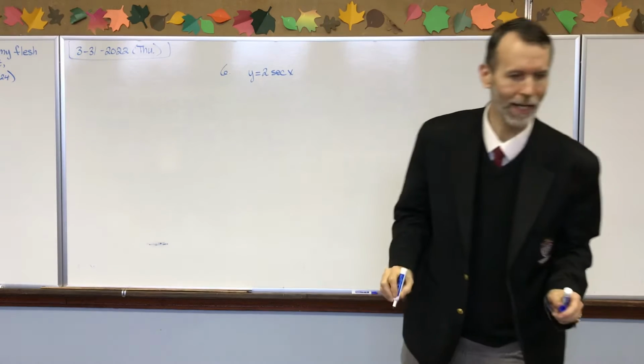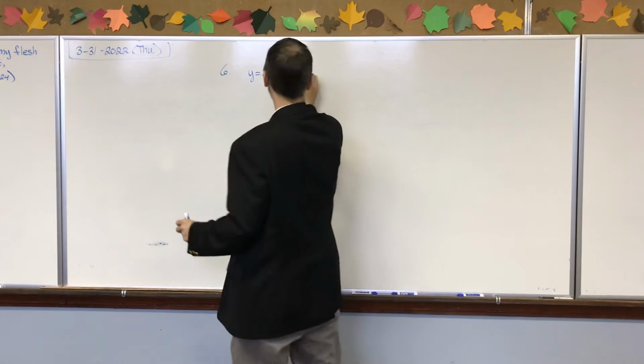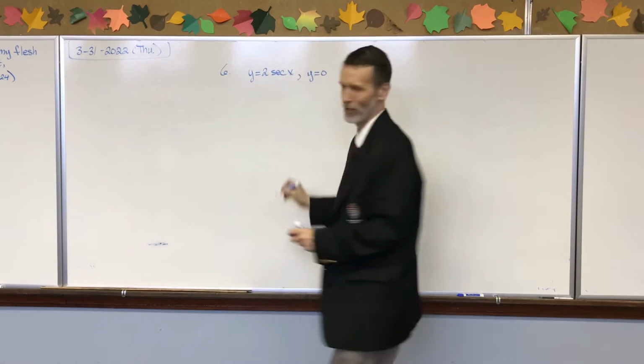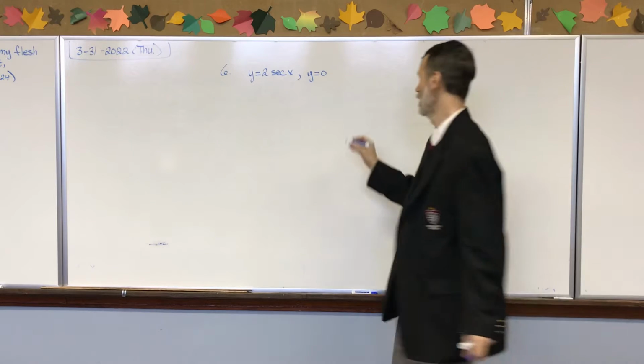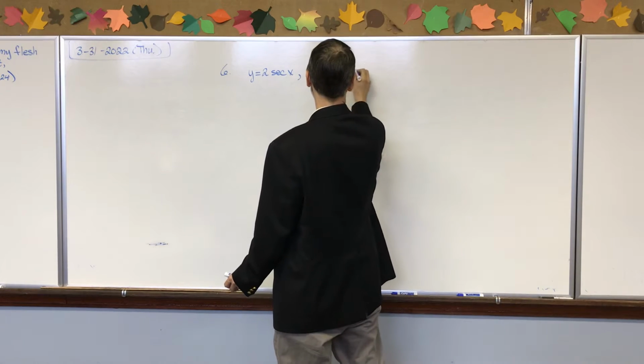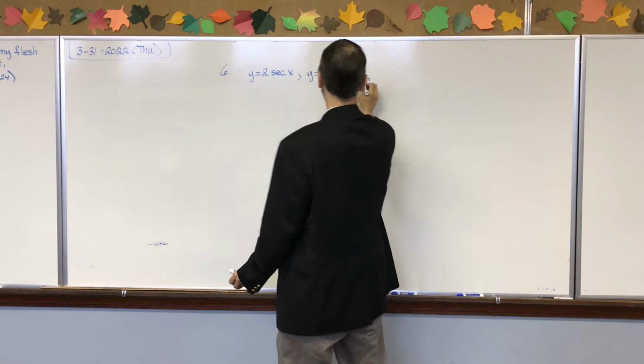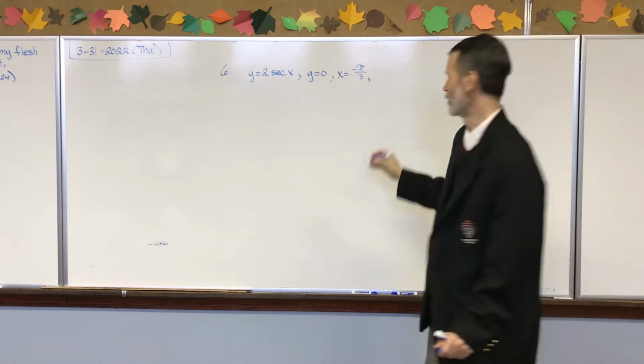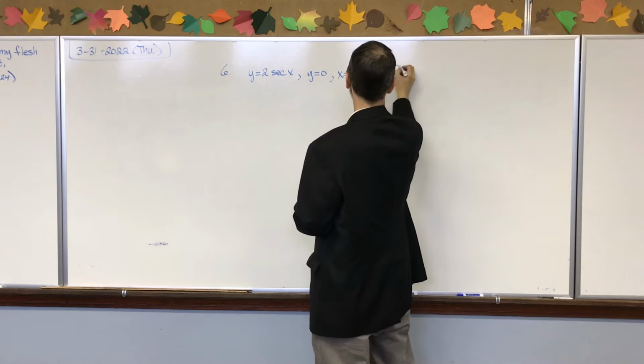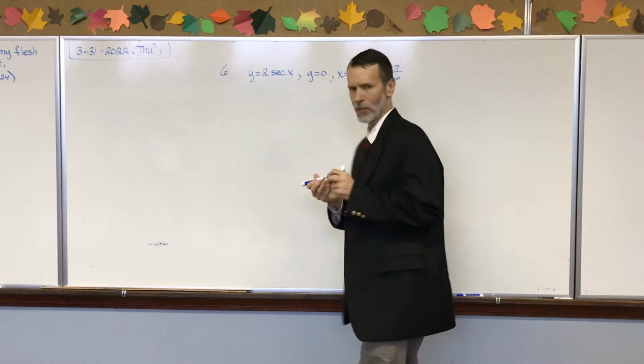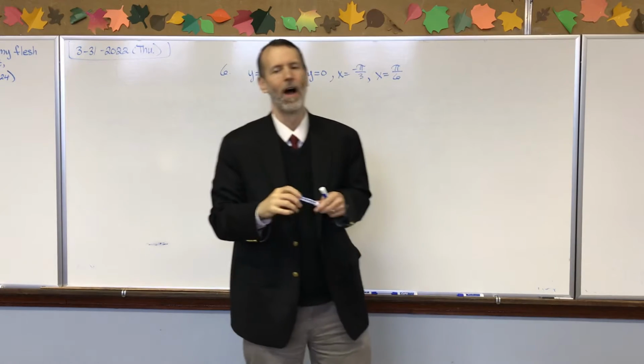Y equals 2 secant of x, and then y equals 0. These are the boundaries of the region they're talking about. X equals negative pi over 3, and then x equals pi over 6. First thing we need to do is graph this thing.